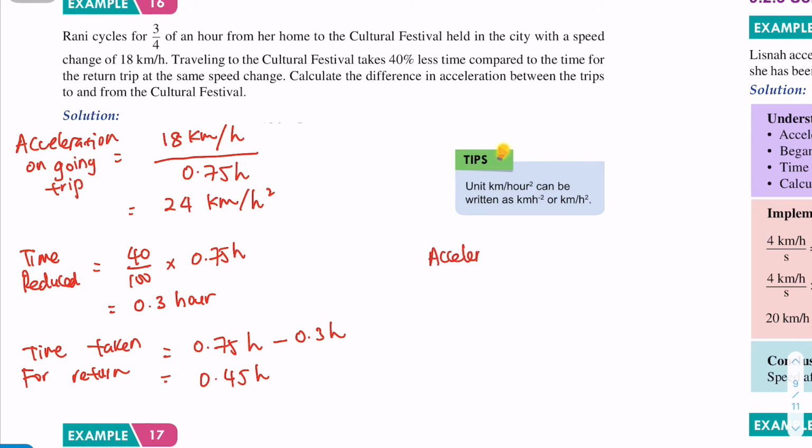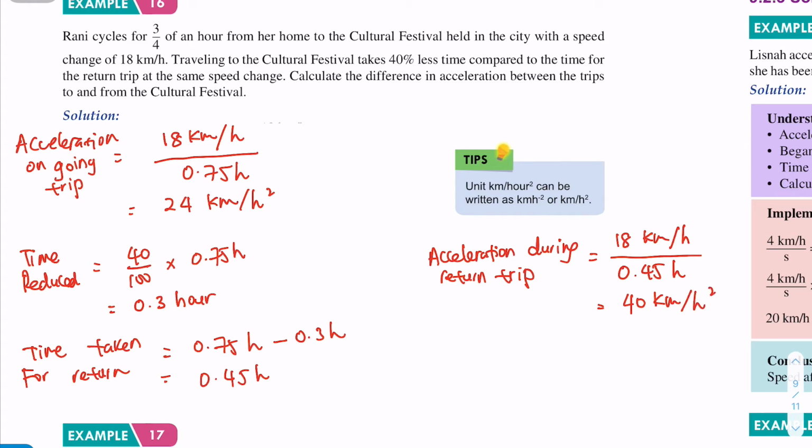Acceleration during the return trip. The question has mentioned that the return trip has the same speed change, so we have 18 km per hour. Write it as 18 km per hour, divided by the time. The time for the return trip is 0.45 hours, so write it at the denominator. Press your calculator: 18 divided by 0.45 gives you 40 kilometer per hour square.